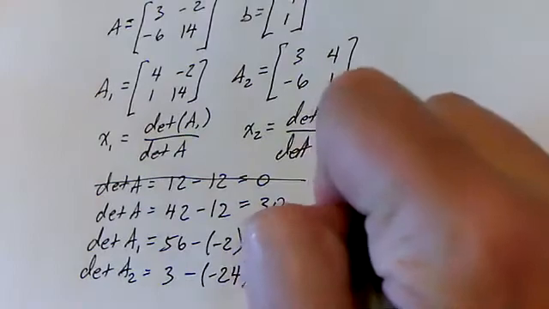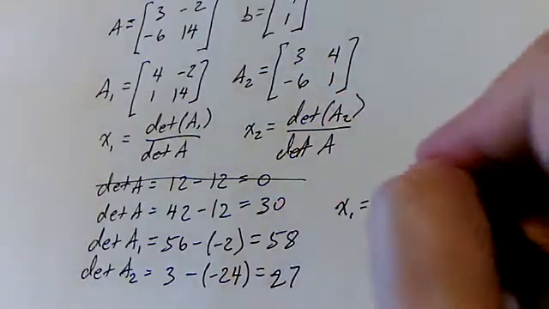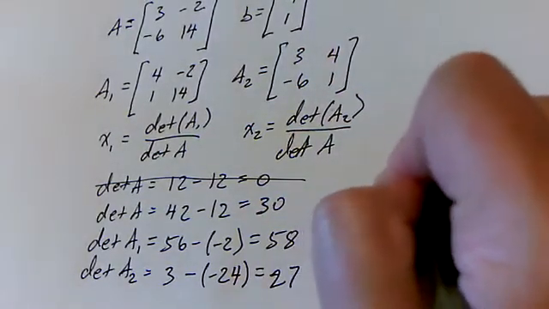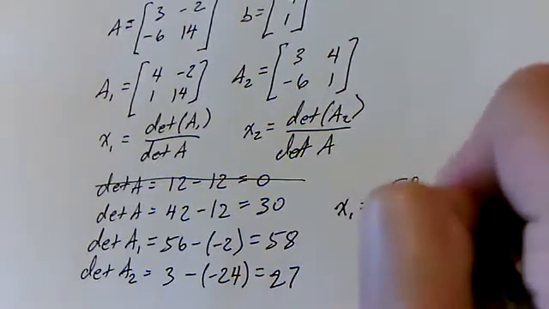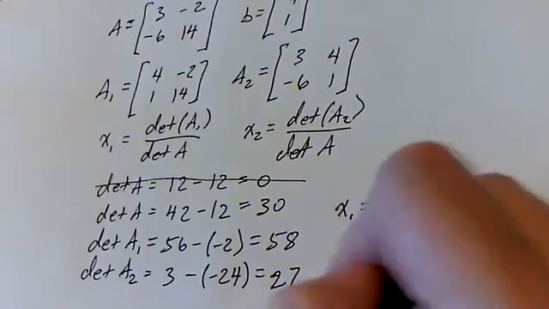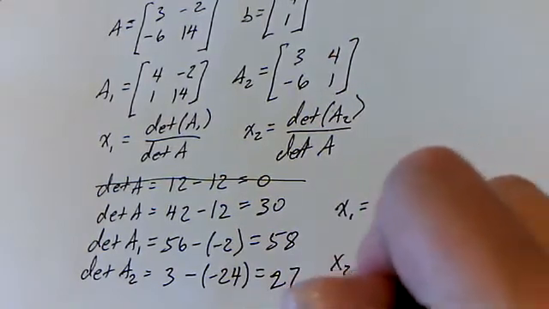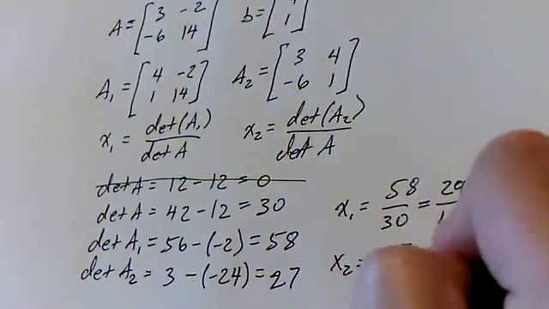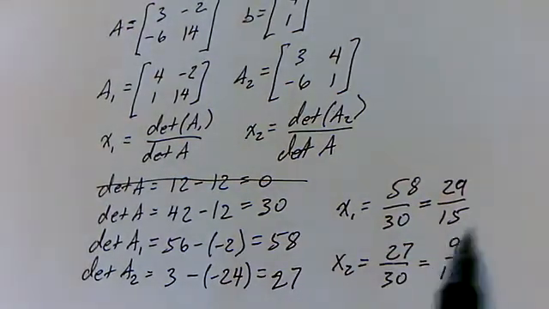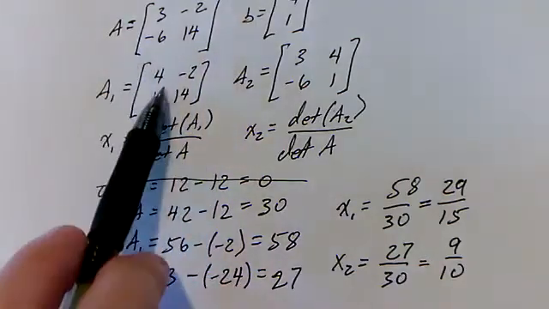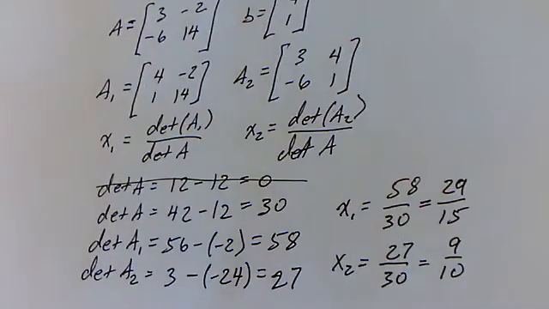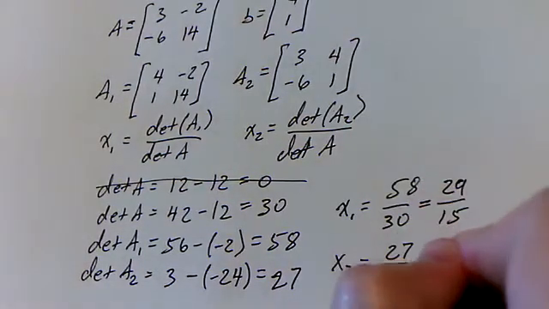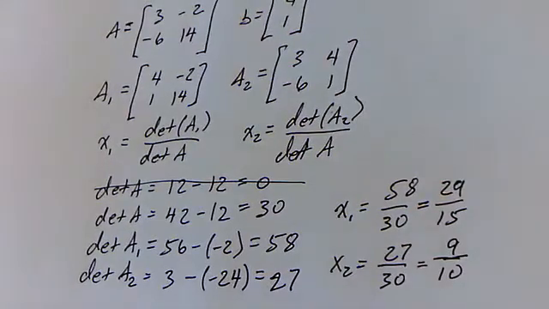Okay? So now I can write what x1 and x2 are. x1 then is going to be the determinant of A1, which is 58, over 30. That's 29 over 15. And x2 is going to be 27 over 30, so that is 9 over 10. So you can imagine if I do the row operations on this matrix, that gets pretty sticky. Here I can just do these multiplications, and I only have to divide at the very end and get those simplified fractions. So that gets me x1 and x2 using Cramer's rule.